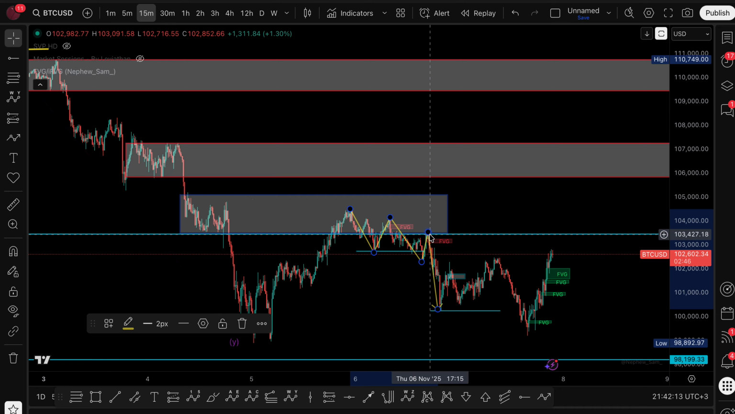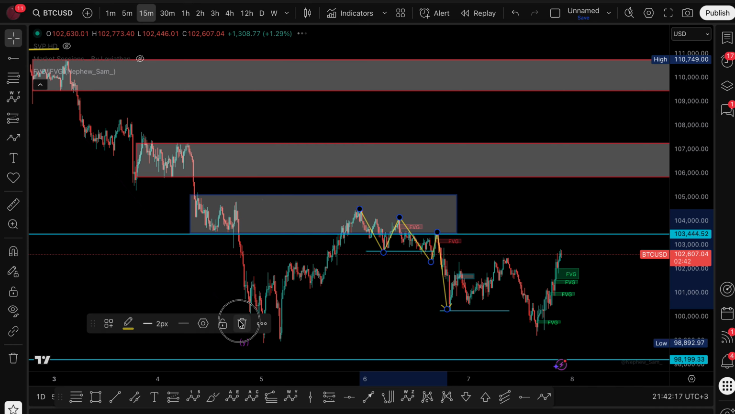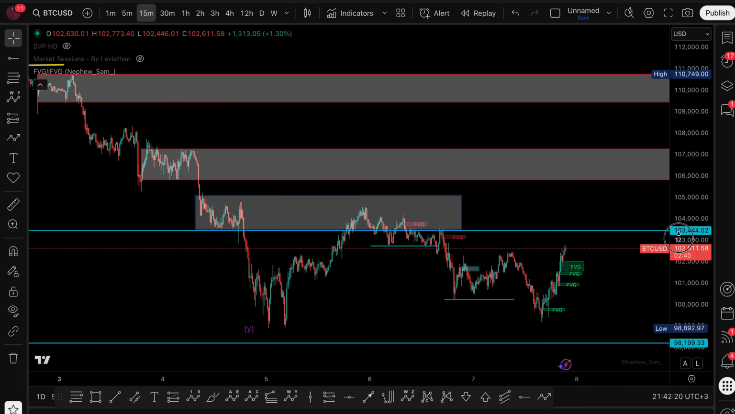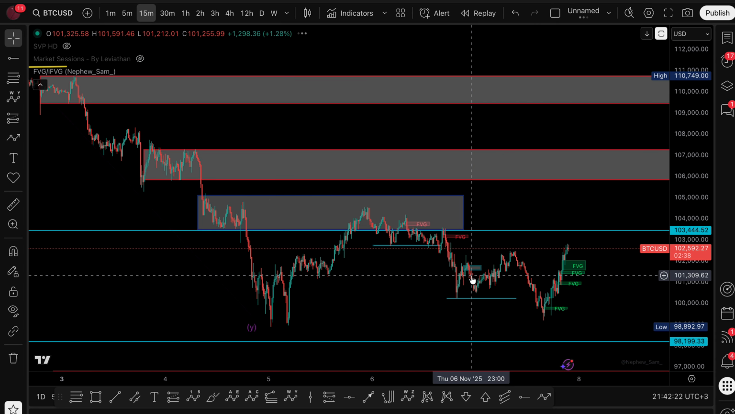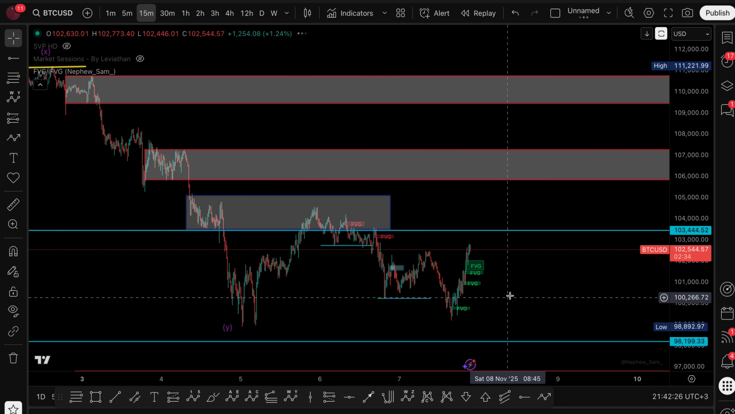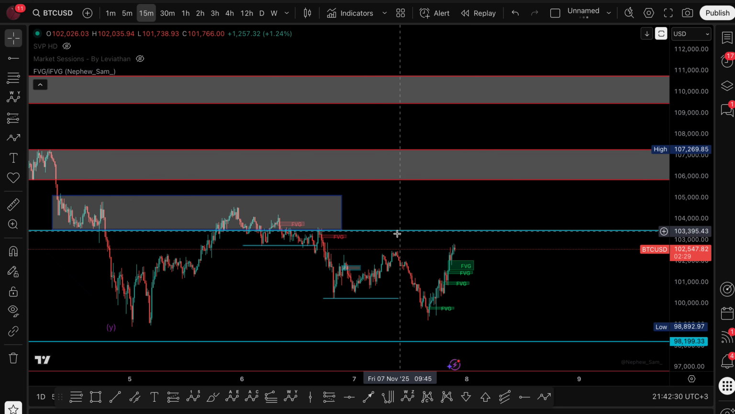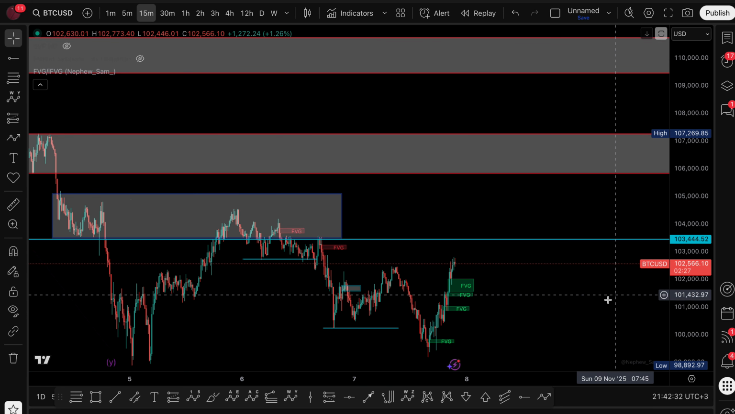So we dropped from around 103 to 100. Of course, I didn't trade because I was planning to buy, so I was just waiting for a bounce or support. Okay, so now we're bouncing. We seem to be bouncing nicely. So what should I be looking for?